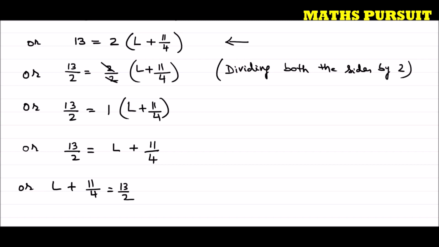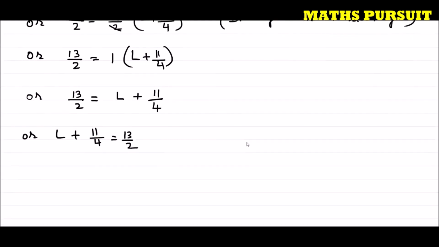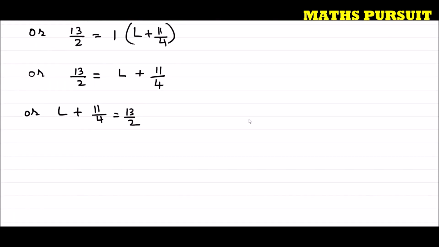Hope guys we are understanding. We are not getting confused. So what we got? We got L plus 11 upon 4 is equal to 13 upon 2. Or what can I write? I can write L is equal to 13 upon 2 minus 11 upon 4.